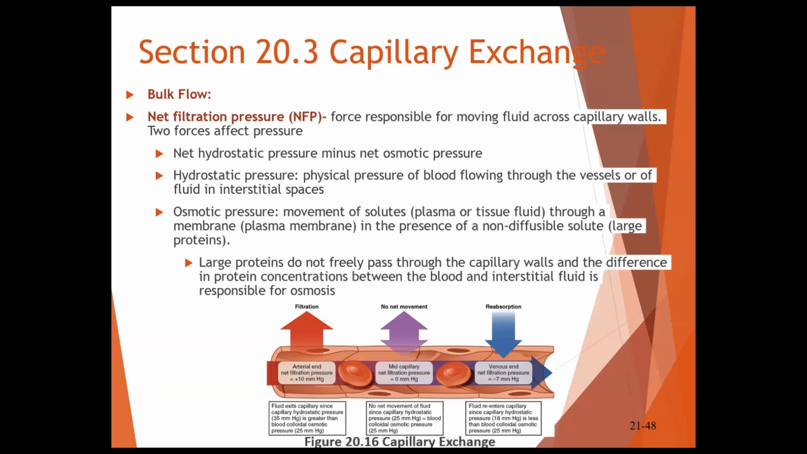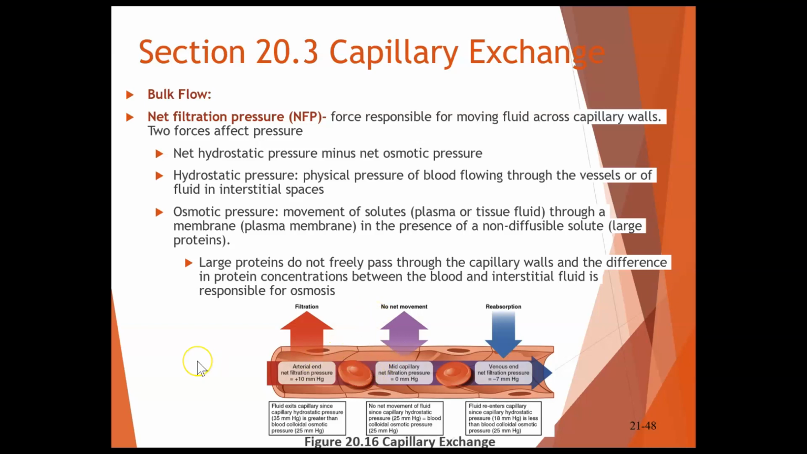We're going to talk about how this exchange takes place at the capillary. Why does it take place? And it's all due to this net filtration pressure. This is going to be the force that's responsible for moving contents across this capillary wall.